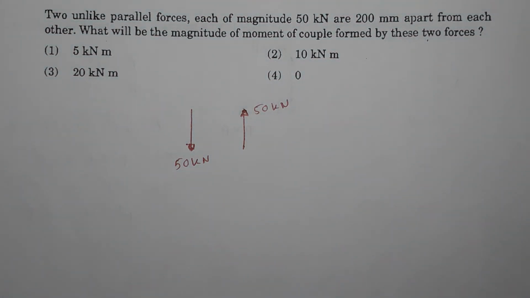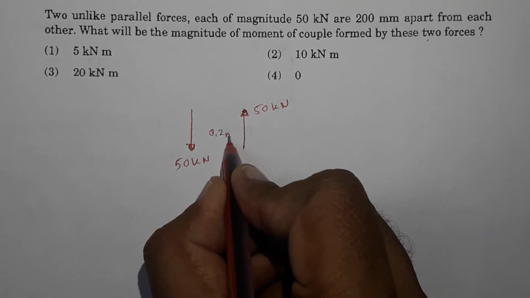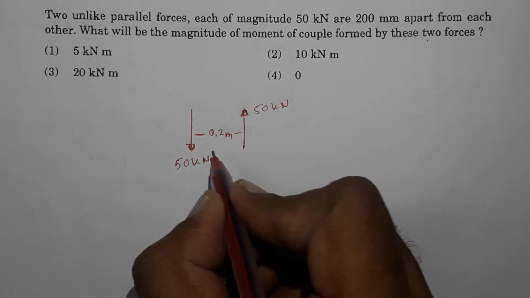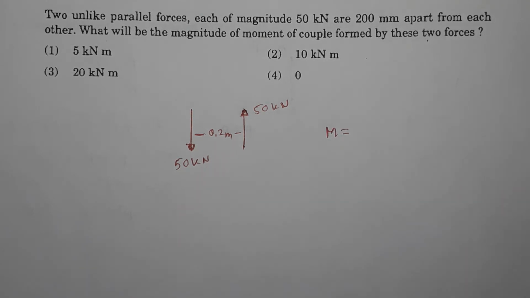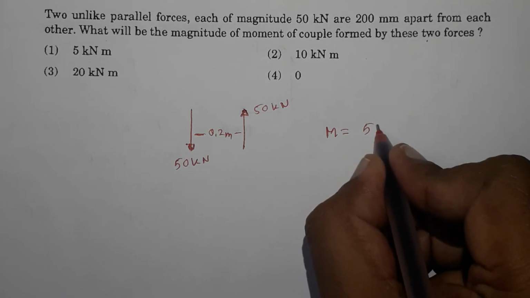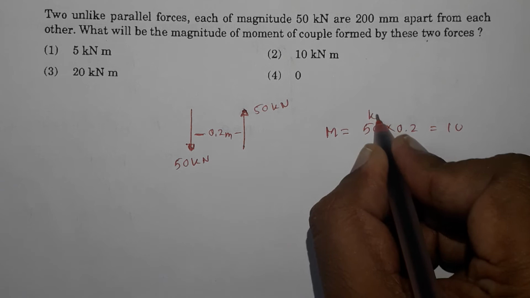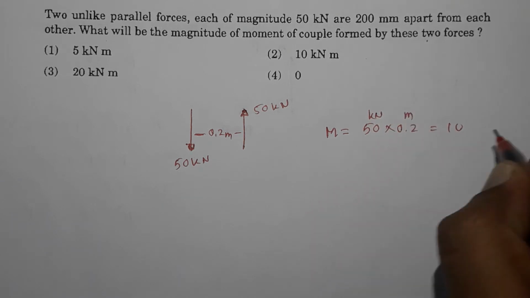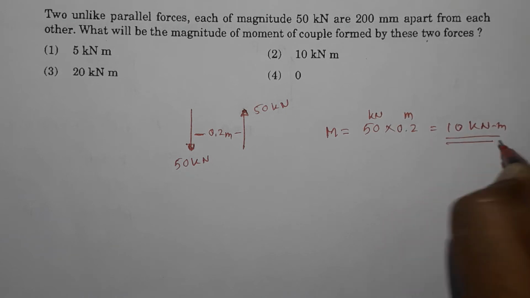200 mm means it is 0.2 meter. So 0.2 meter is the distance between these two forces. We know that moment is equal to one of the forces into perpendicular distance between them. So 50 into 0.2, it makes 10. Its unit is kilonewton and its unit is meter, so it will be 10 kilonewton meter. So this is the moment.